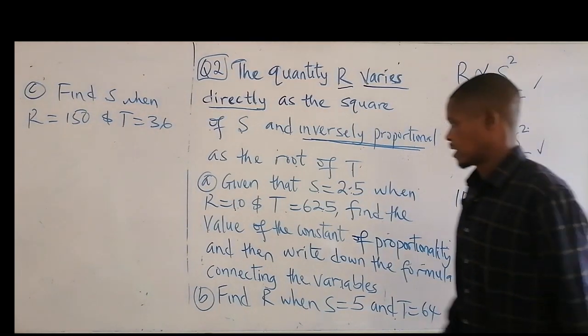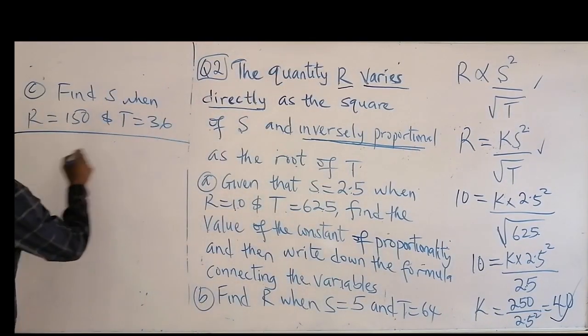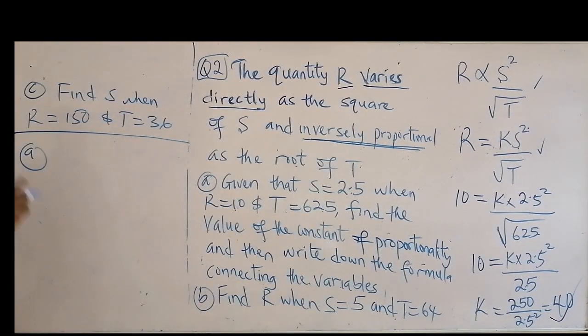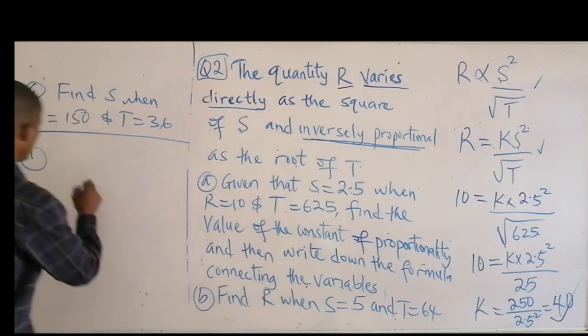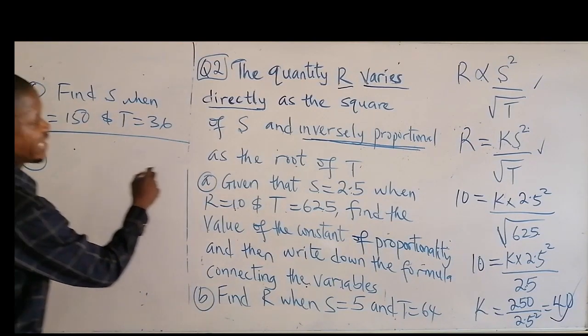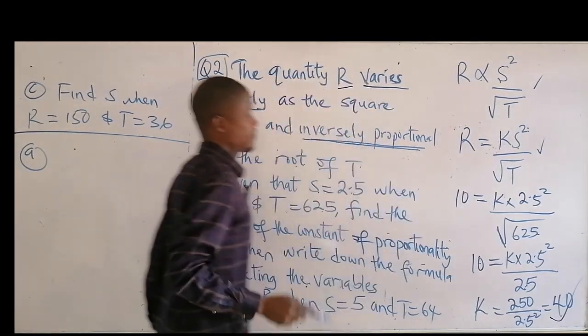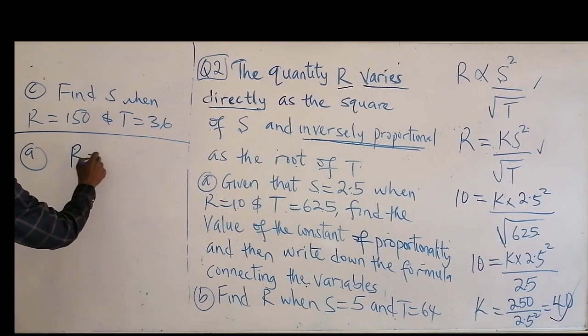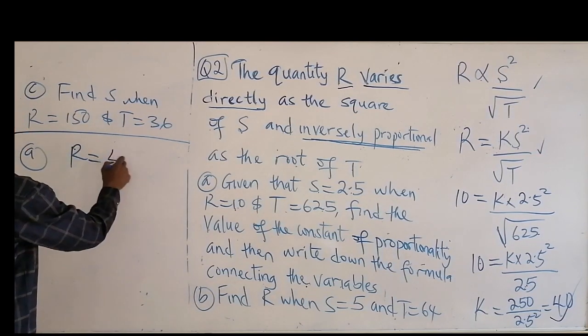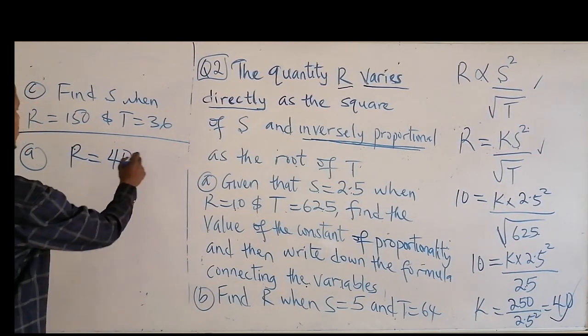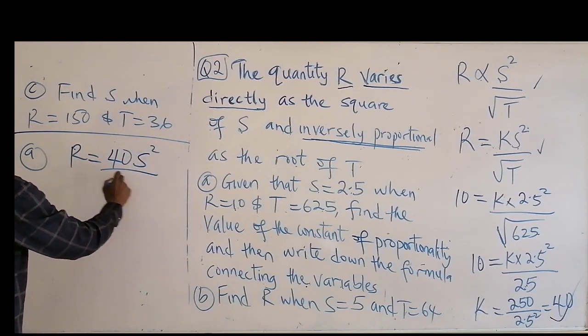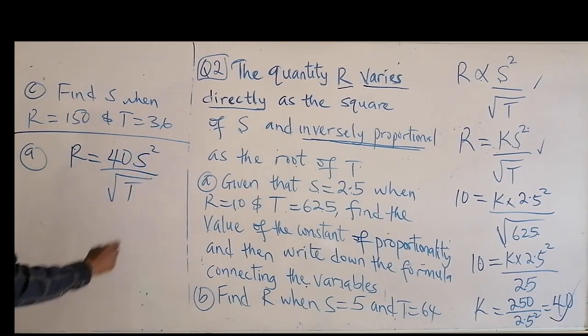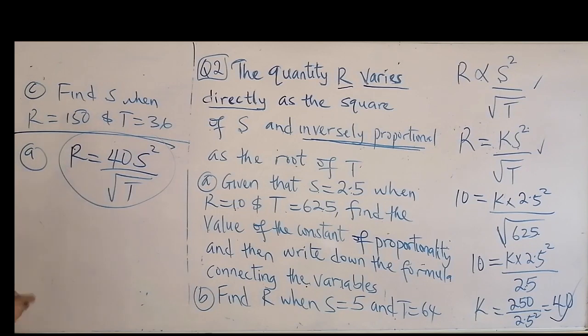Then we can now go to the a part. The a part says find the value of k. We've gotten the value of k. And then write down the formula connecting the variables. So we just go back here and plug in the value of k. R is equal to my k, which is 40, times S squared over square root of t. So that's the formula that connects all the variables.